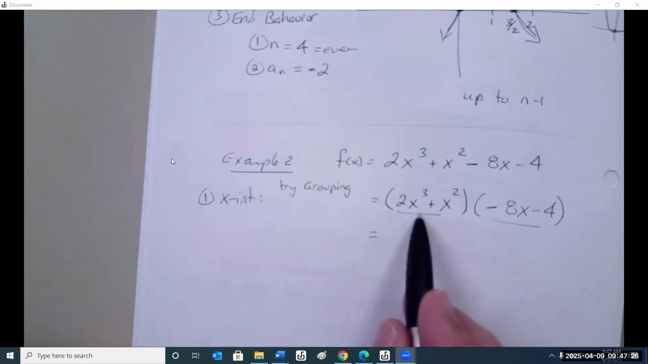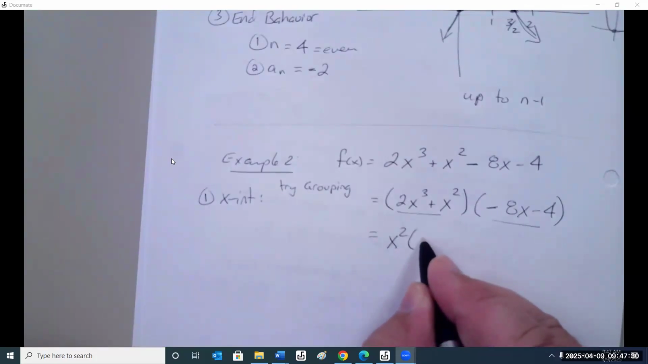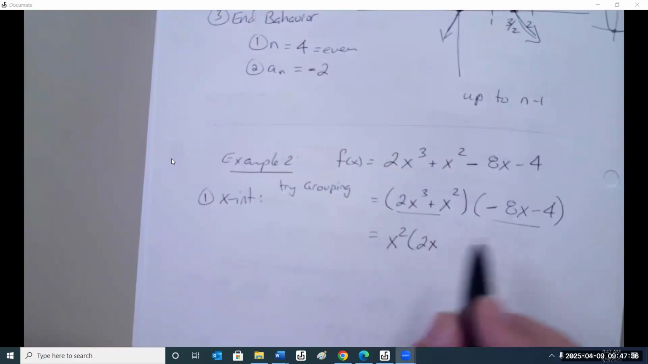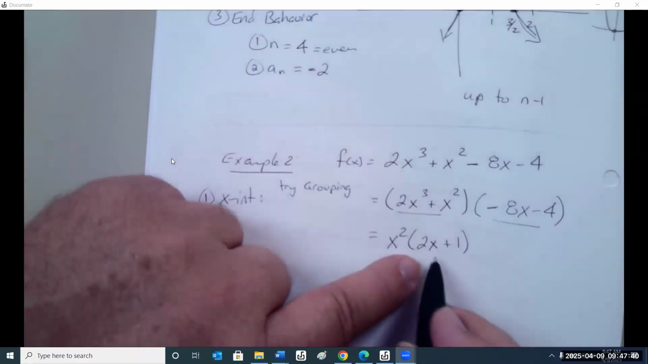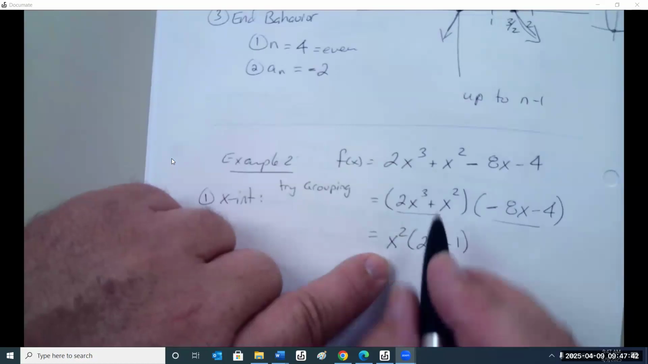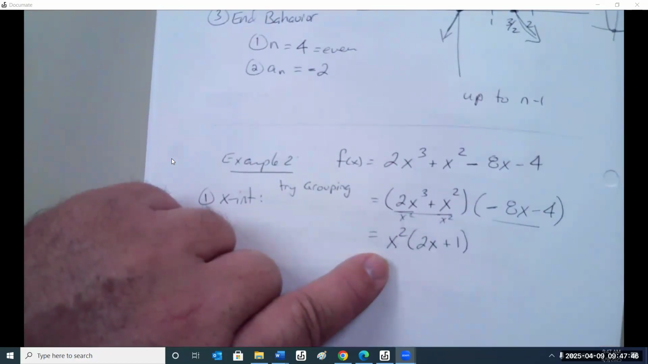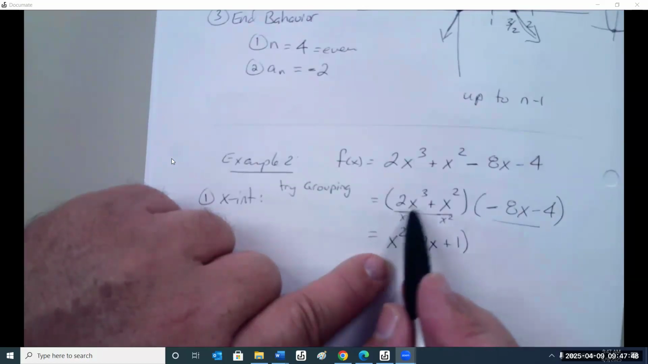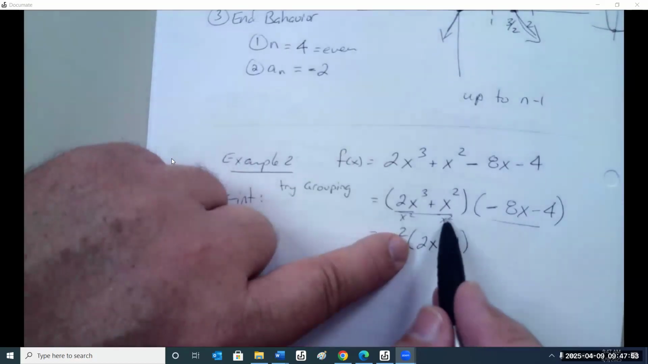Right, x squared, which leaves us 2x plus 1. Whatever you factor out, divide both of these by what you factored out. Because x cubed over x squared is just x, so it's 2x. X squared over x squared is just 1.